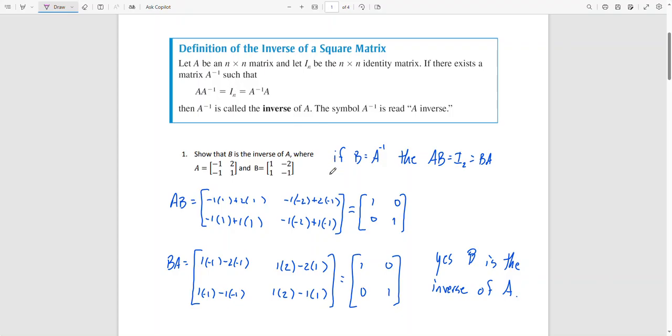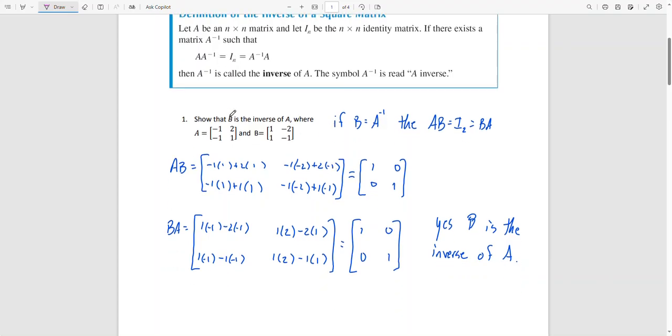Well, let's take a look at that right here. Show that B is the inverse of A, where A and B are as given. Now, if B is A inverse, then AB is the identity and BA is the identity.